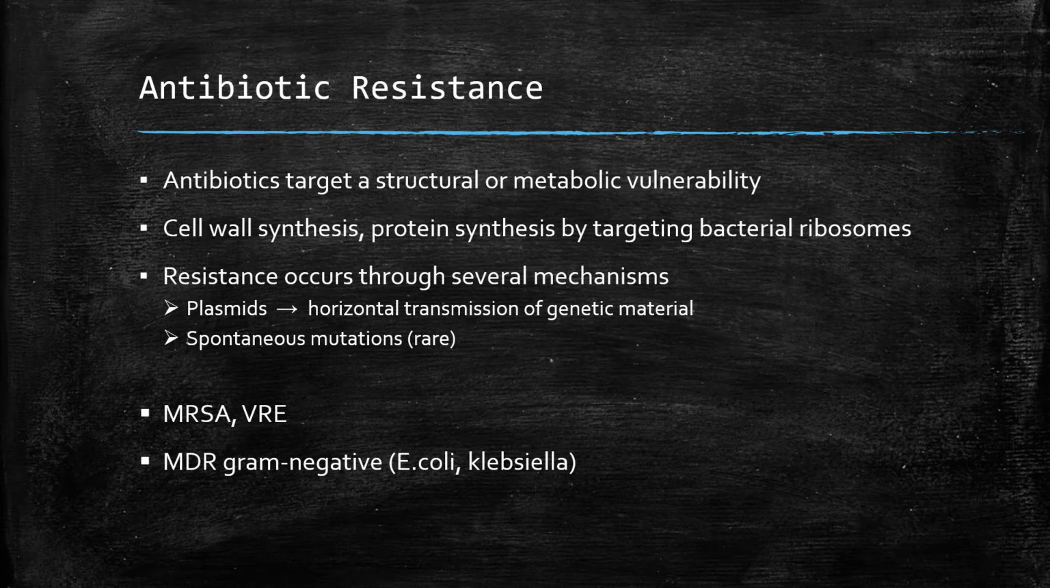Antibiotic resistance can be considered a type of virulence factor. Antibiotics target a structural or metabolic vulnerability in bacteria, with cell wall synthesis and protein synthesis being the most common targets. Antibiotic resistance occurs primarily through plasmid transmission, which is the horizontal transmission of genetic material between non-related bacteria or even between bacteria of different species.